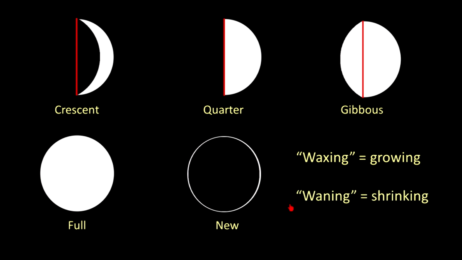And then waning is the word that means shrinking. So a waning moon is when the shape is shrinking over time. So the moon waxes and then it wanes. It grows and then it shrinks. These two terms, however, are only applicable to a crescent moon and a gibbous moon, because only a crescent moon can grow and shrink. A gibbous moon can grow and shrink. A quarter is either perfectly a quarter or it's not. Full is either full or it's not. So you can only have waxing and waning crescents and waxing and waning gibbous moons.